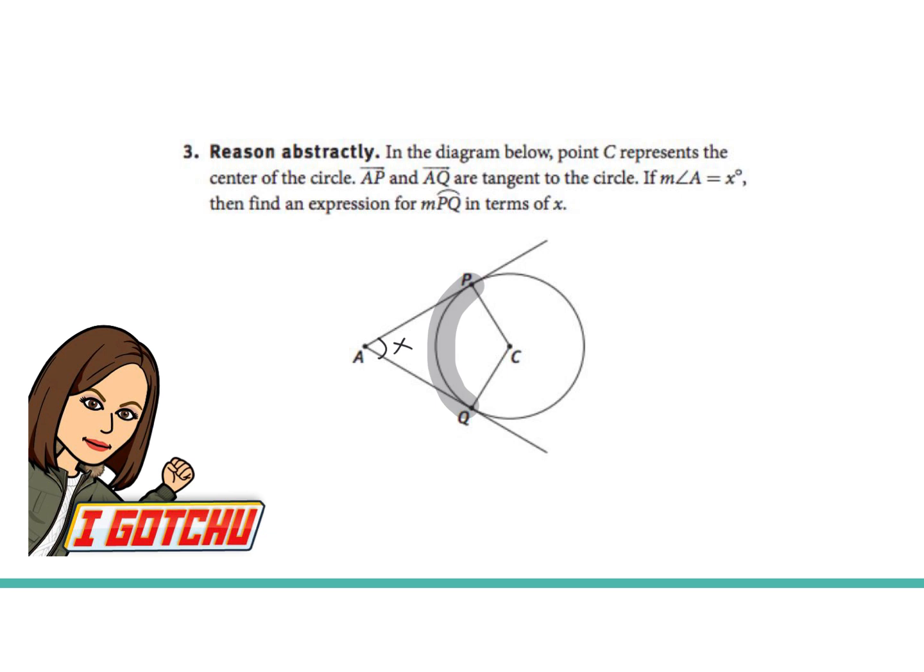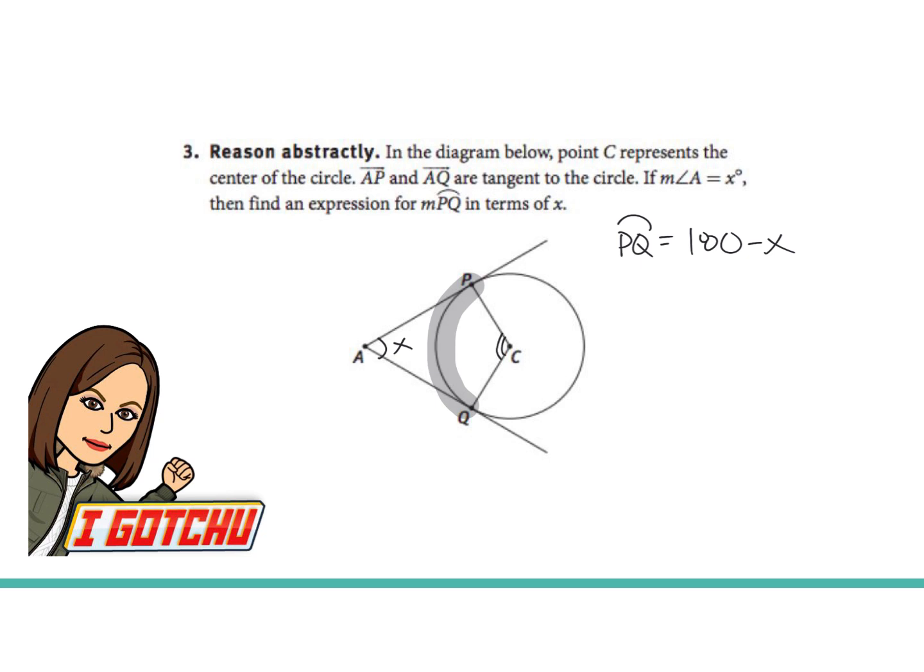Well, remember, we have this measure of angle PCQ. It intercepts arc PQ, and it's a central angle. So we know that those will be the exact same measure. Now remember, since we have opposite angles, those add to 180 degrees. So in order to find the measure of arc PQ, we really have to take 180 degrees and just subtract out x, which is the angle measure for A.